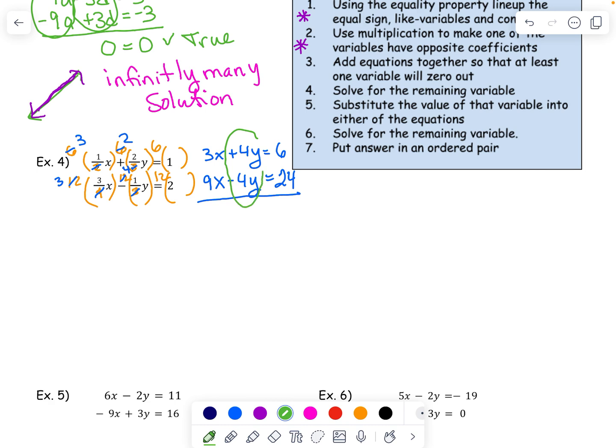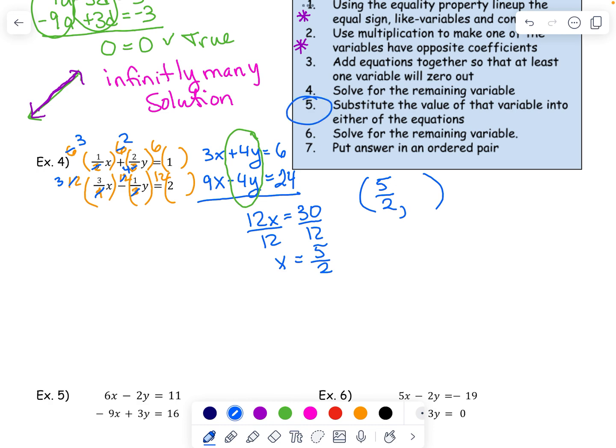When we add those together, we're super excited because guess what? We already had opposites. So now we're going to have 12x is equal to 30, and we divide by 12, and we get x is equal to 5 halves. Well, 5 halves is a weird number, but it's a number, guys. That is our x. But we have to find y.